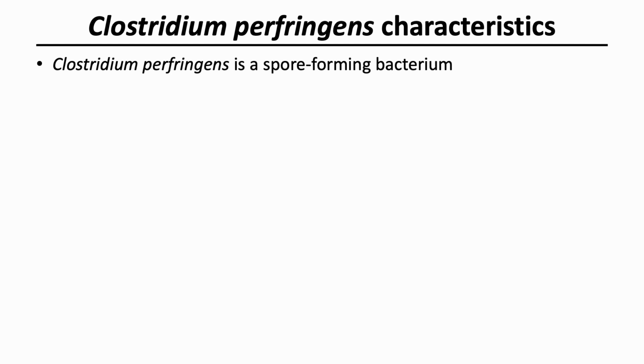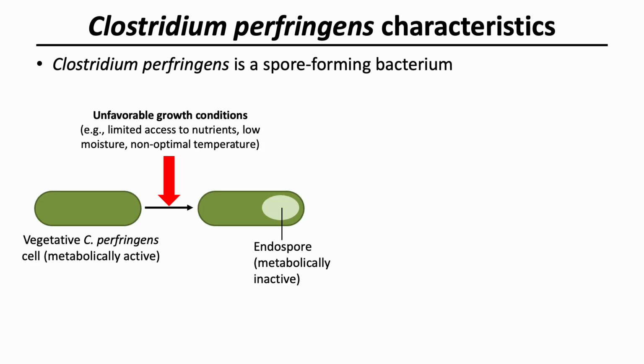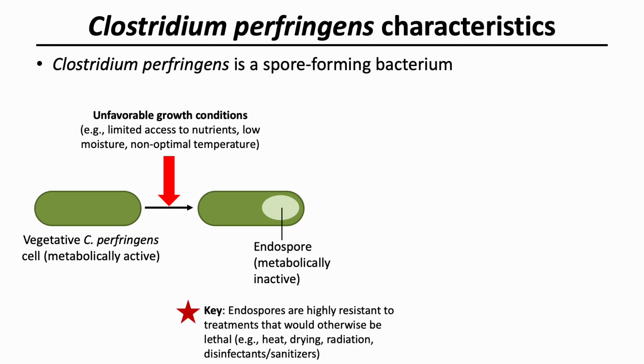Firstly, C. perfringens is a spore-forming bacterium. And what this means is that when metabolically active or vegetative C. perfringens cells that are able to grow are exposed to unfavorable growth conditions, for example, conditions with limited nutrient access, low moisture, or non-optimal temperature, they can form internal structures called endospores, which are metabolically inactive. Importantly, these endospores are highly resistant to many stressors that would otherwise be lethal to the vegetative C. perfringens cells, such as exposure to high heat, drying, radiation, and certain disinfectants and sanitizers.